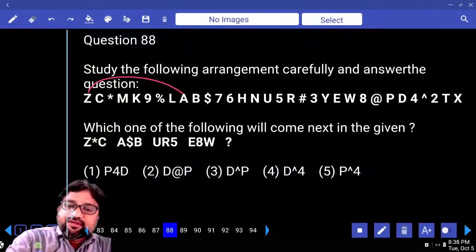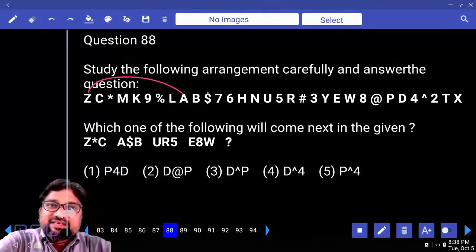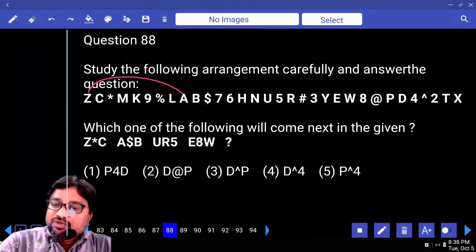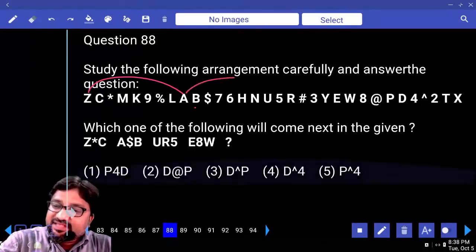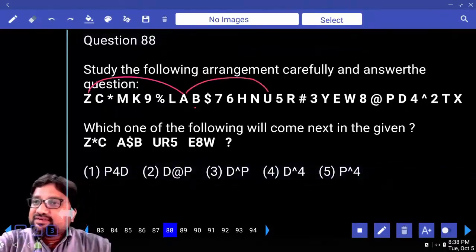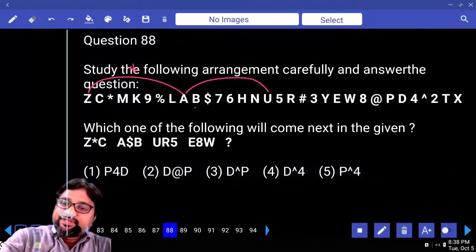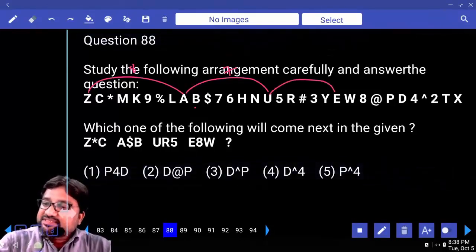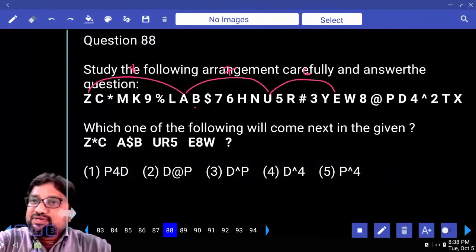Z to A. 1 2 3 4 5 6 7 8. Eighth element after Z is A. From A I'll go to U. 1 2 3 4 5 6 7. Seventh element after A. Earlier it was 8. Now it is 7 after A. Now U to E. 1 2 3 4 5. Sixth element after U is E. Now what am I supposed to do? I should go for the fifth element after E.